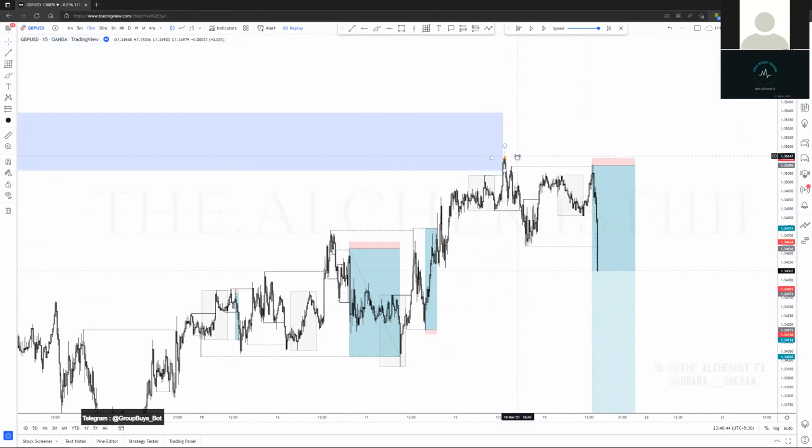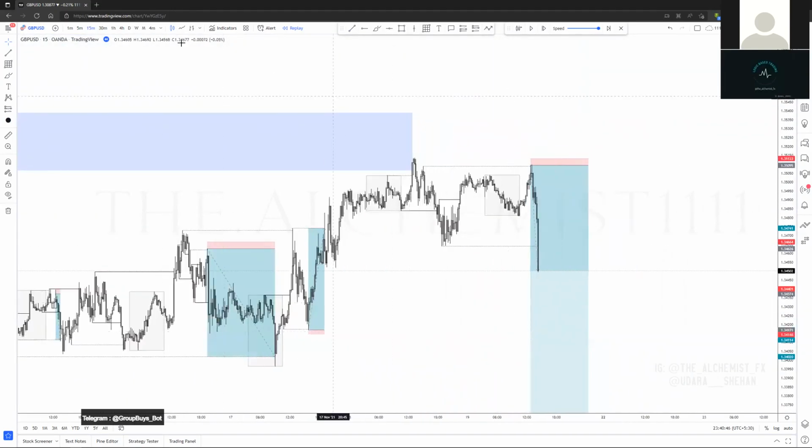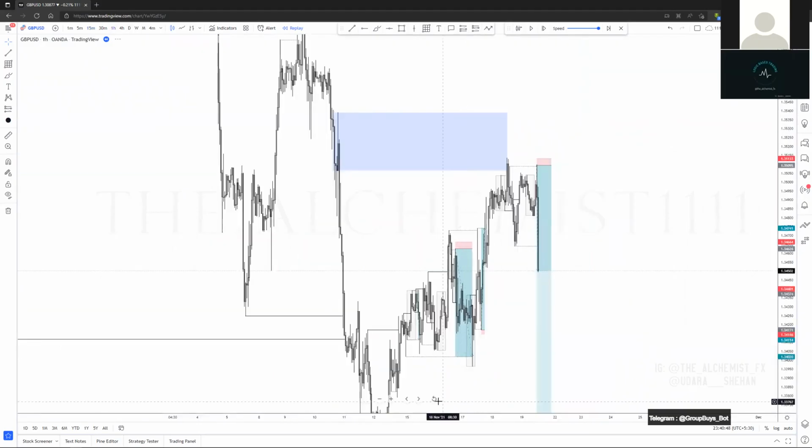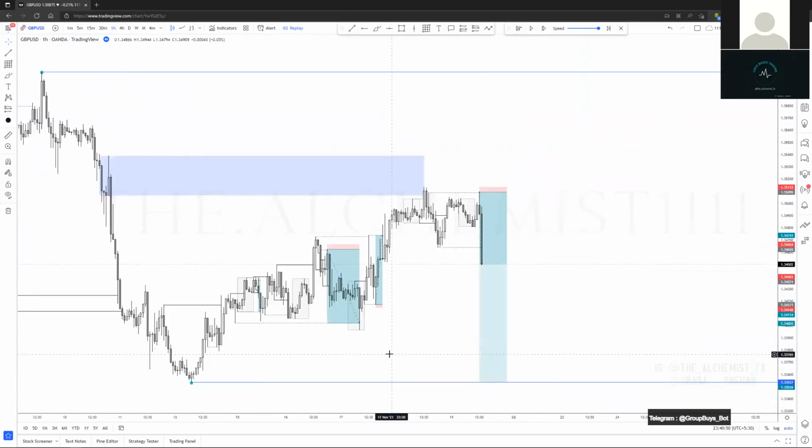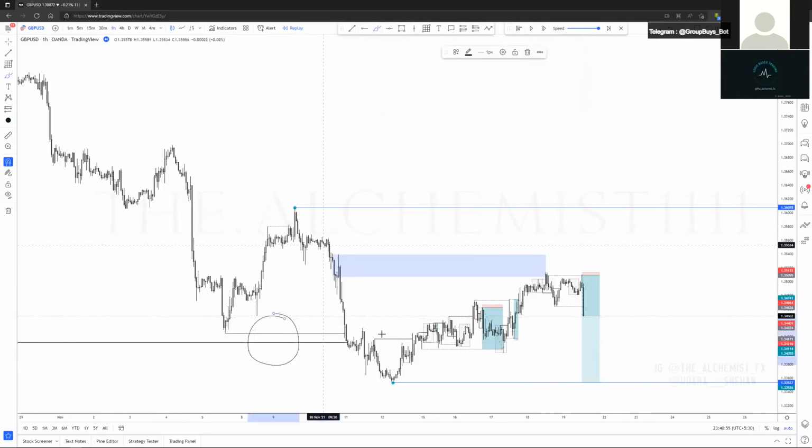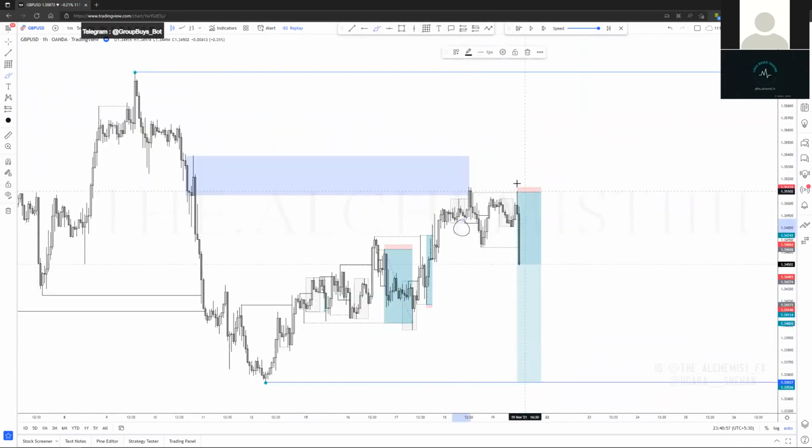Now we know that the range expansion has started, right? Can you see how the bearish momentum is increasing? Why? One, the higher time frame is bearish. The lower time frame also turned bearish. Timing was perfect. Now the bearish momentum is increasing.